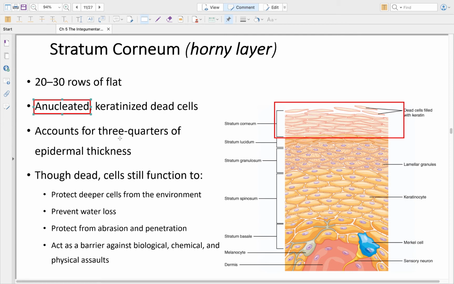Now, even though these cells are dead, they still have a big job. They protect the other layers. They protect your body from the environment. They prevent water loss, abrasions, and penetration. They are a barrier against biological, chemical, and physical assaults. So anything that comes near your body that's dangerous, at least the stratum corneum is there to protect it.